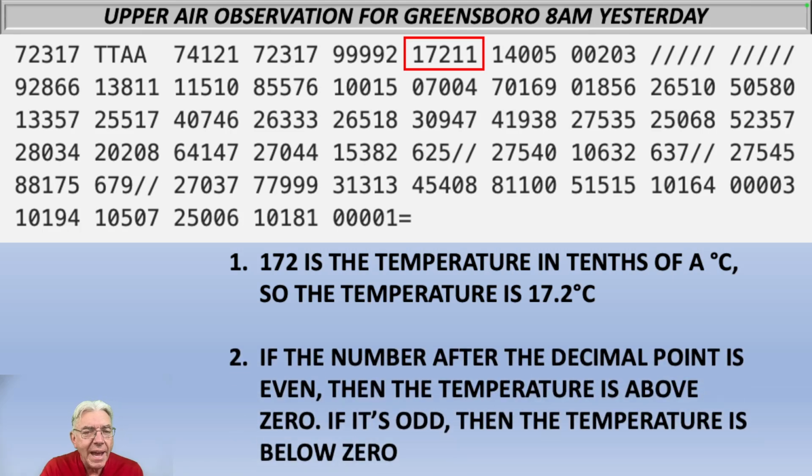Now, if the number after the decimal point, which would be the 2, is even, then the temperature is above 0. If it's odd, then the temperature is below 0. So if that was 171, that would be minus 17.1. So with this kind of coding, it's never going to be more than a tenth of a degree off from what it actually is.